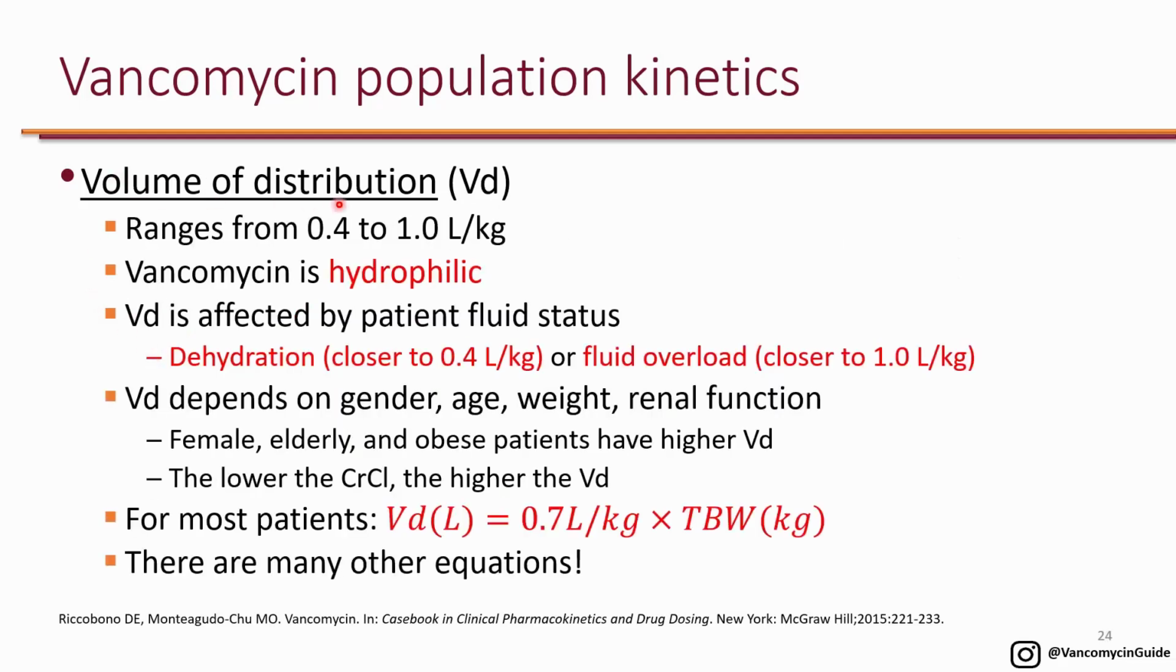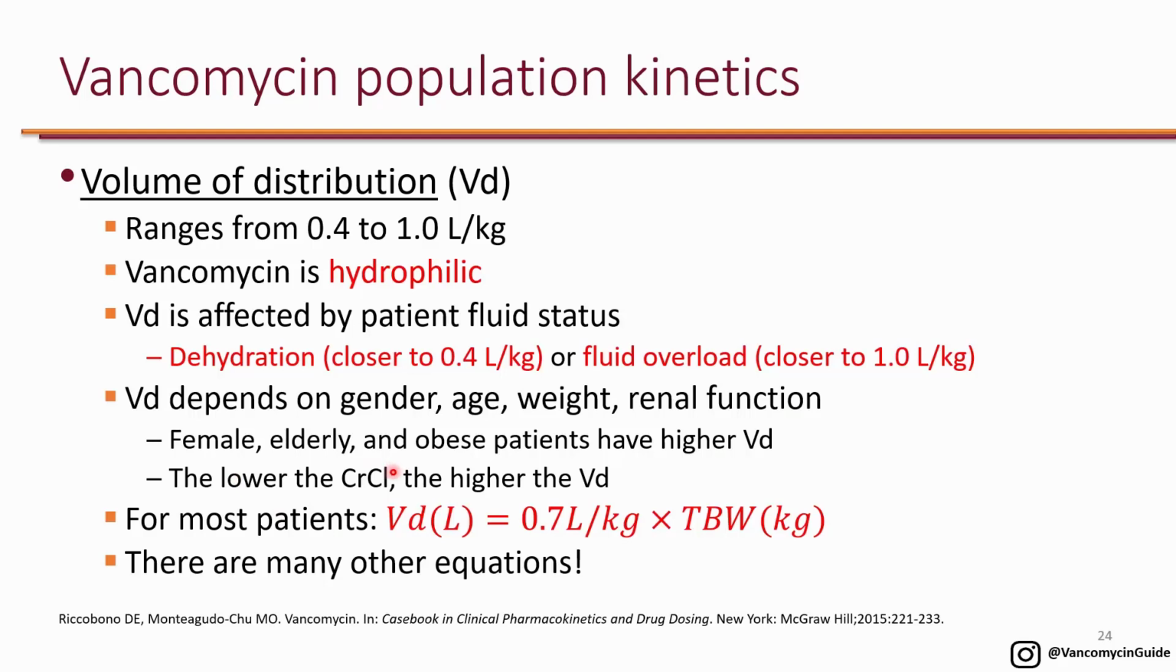The next equation is volume of distribution. Although vancomycin is hydrophilic, it has a huge variability in volume of distribution. It goes from 0.4 to 1.0 liters per kilogram. And because it's hydrophilic, volume status makes a difference. If someone is dehydrated, the volume of distribution is lower, closer to 0.4 liter per kilogram. Whereas in someone with fluid overload, the volume of distribution is higher, closer to 0.9 or 1.0 liter per kilogram. The volume of distribution also depends on gender, age, weight, and renal function.